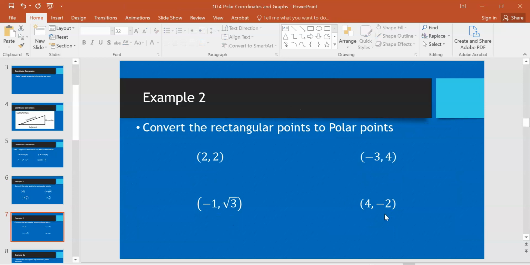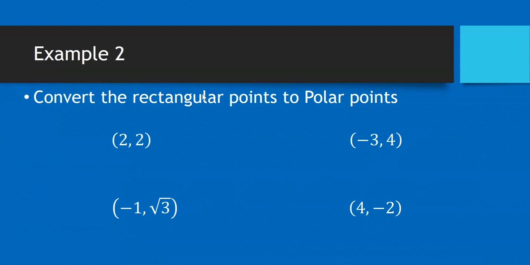All right, so that's how you convert polar to rectangular. I'd like you to go the opposite way now. I'd like you to convert rectangular to polar points in this case. And convert the following 1, 2, 3, 4 points.